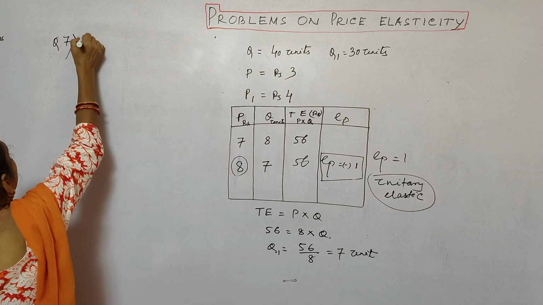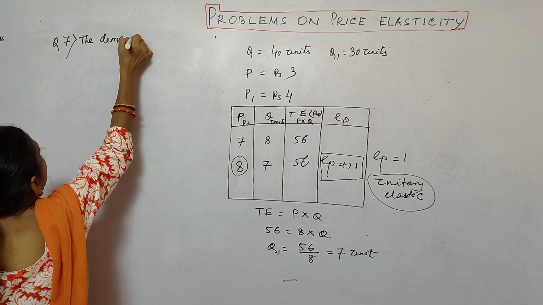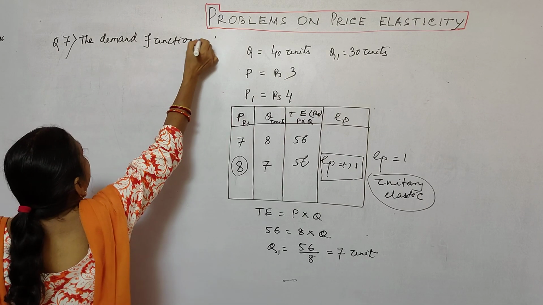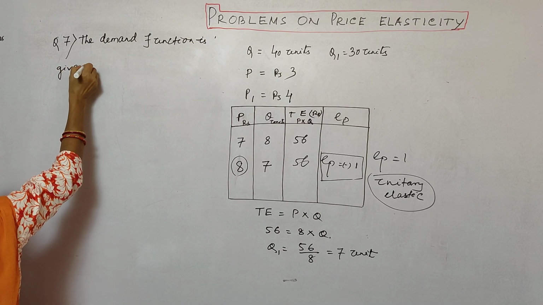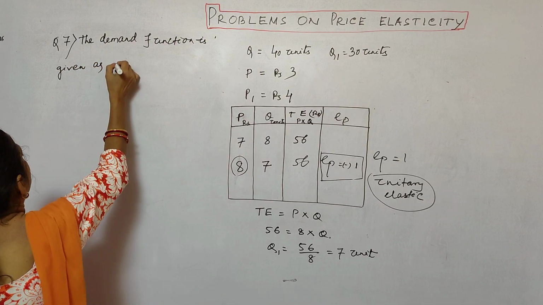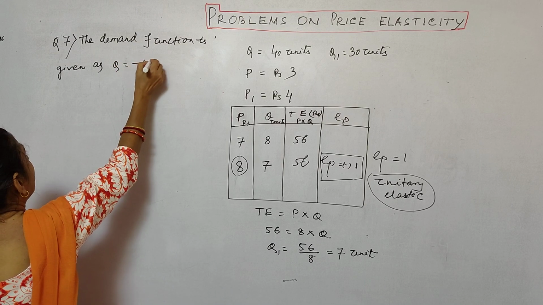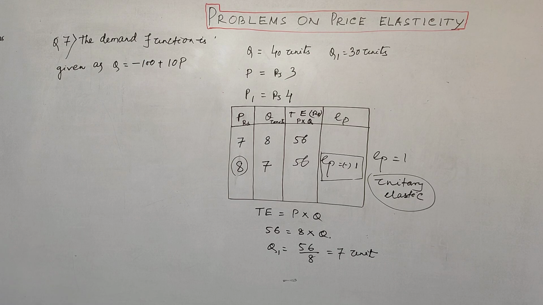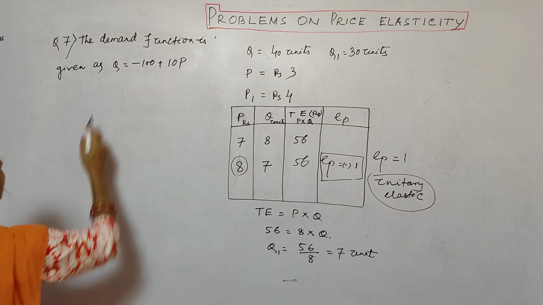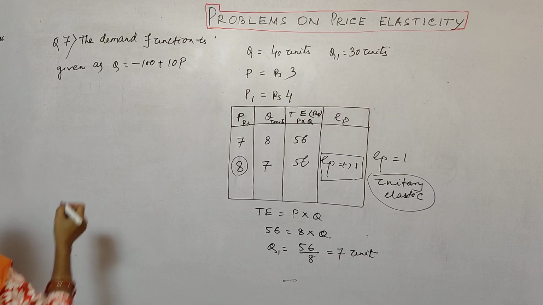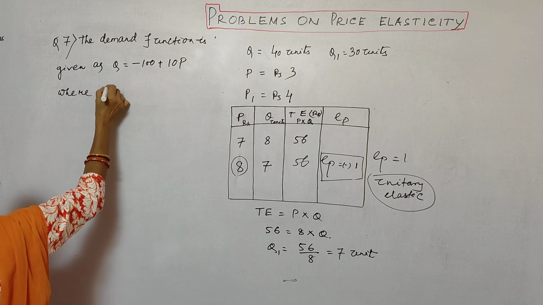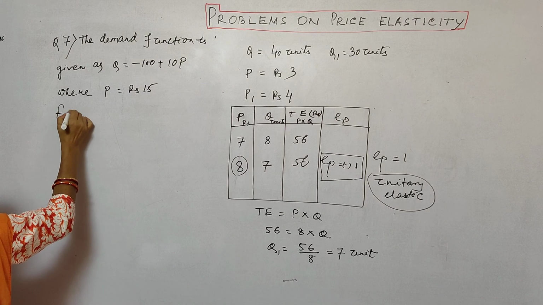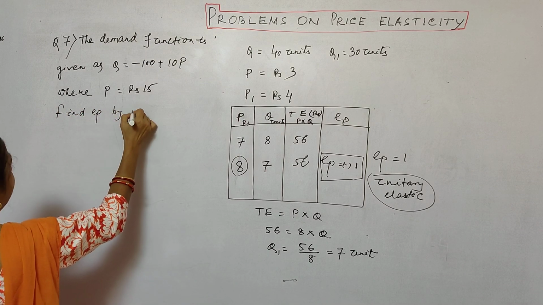The demand function is given as Q equals minus 100 plus 10p, where p equals rupees 15. Find EP by the point method.